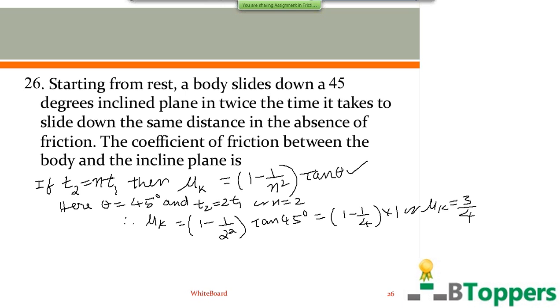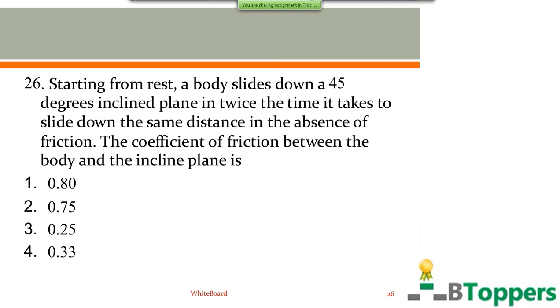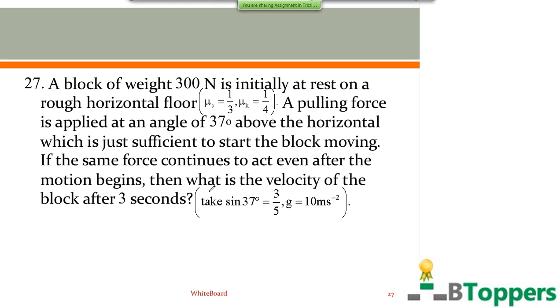Next, I am going to discuss question number 27. So, question number 26, the second option is the answer which I just now discussed. So, look at question number 27. A block of weight 300 newton is initially at rest on a rough horizontal floor. In brackets, you can observe mu s equal to 1 by 3 and mu k equal to 1 by 4.